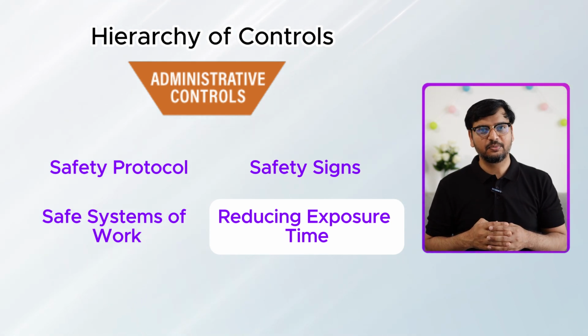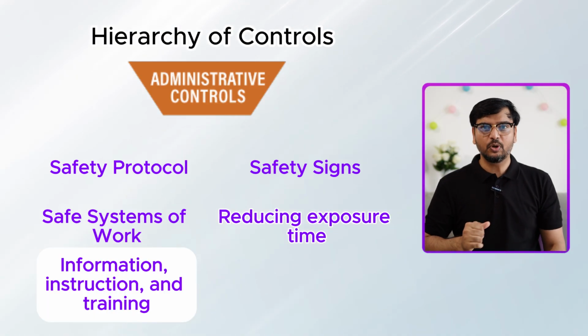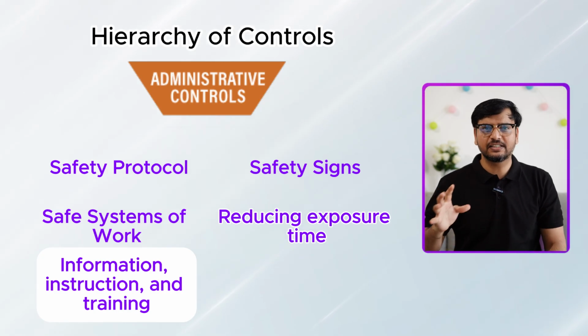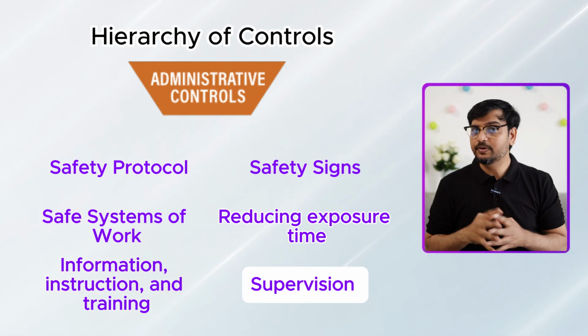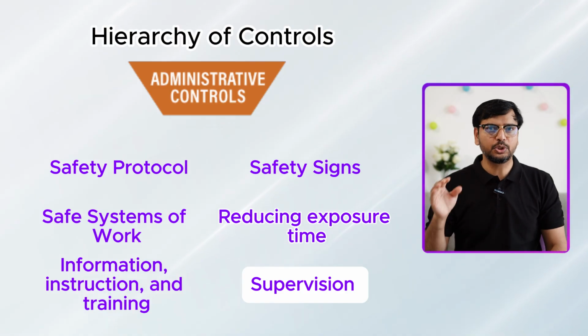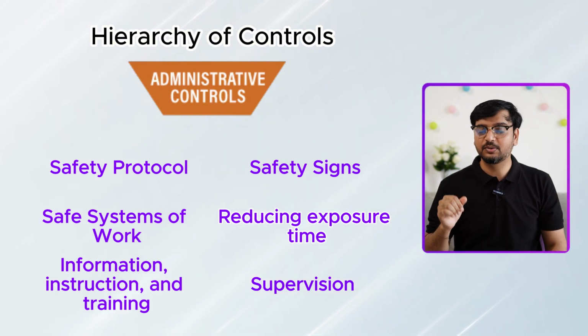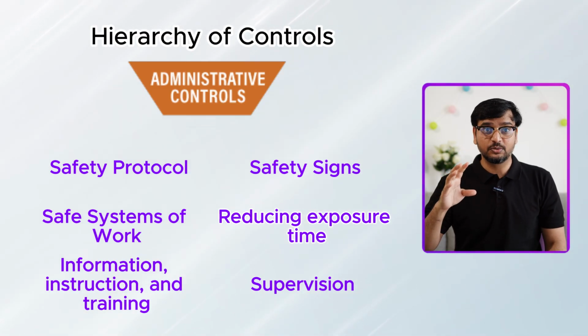Another administrative control method you can use is information, instruction and training. Ensuring employees are well informed and trained about hazards and preventive measures. For instance, regular training sessions and clear safety instructions can improve competence and reduce accidents. Supervision is also part of administrative control. Regularly checking and supervising workers to ensure they follow safety protocols. This can be done through periodic inspection or remote monitoring. So administrative controls improve safety by changing how people work, though they rely on adherence to rules and procedures.